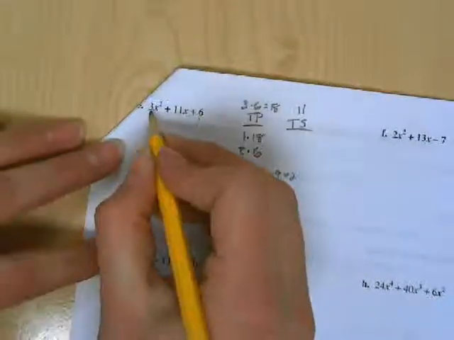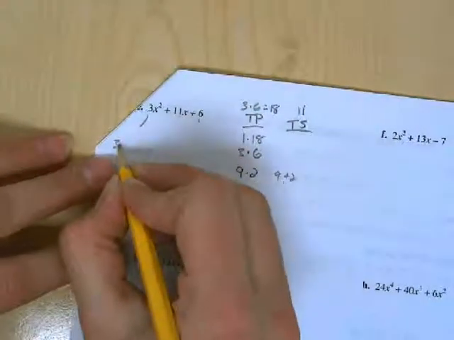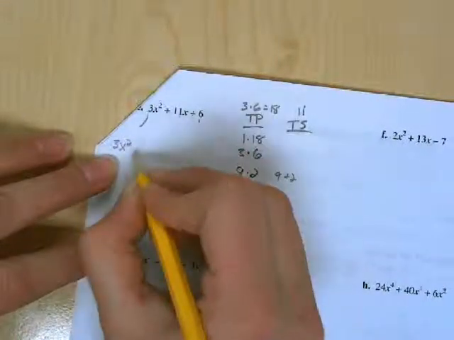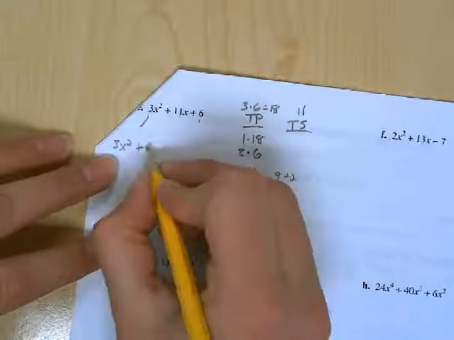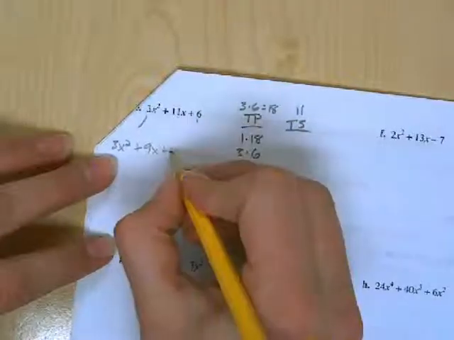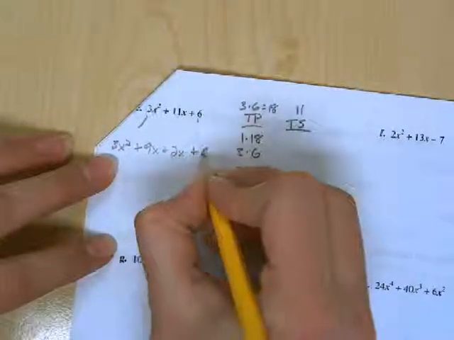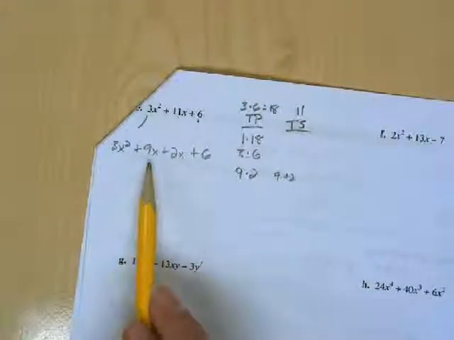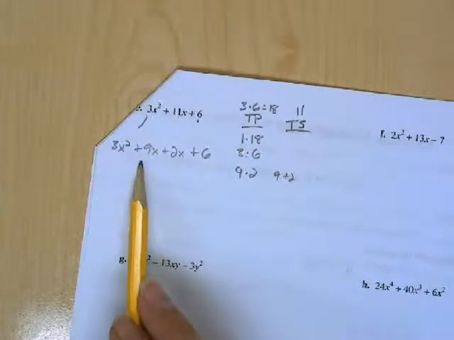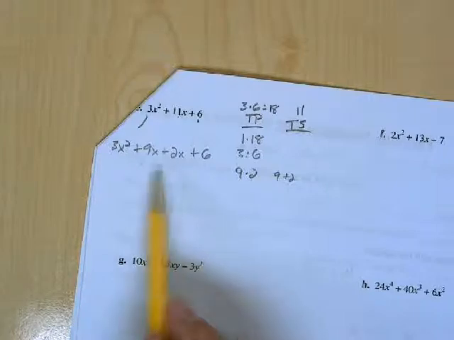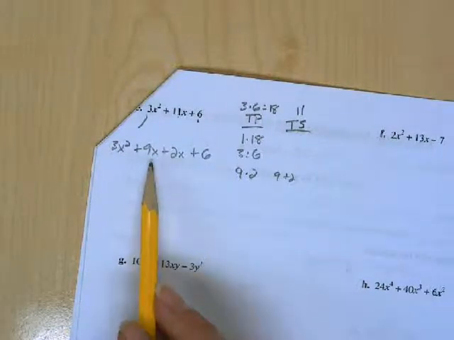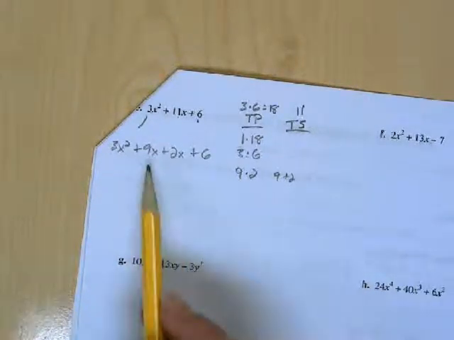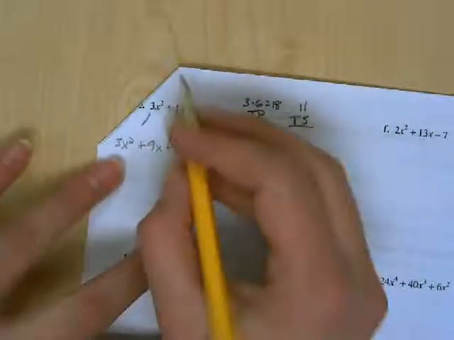Here we go. So this outside, 3x squared, split the middle, positive 9x, positive 2x, positive 6. Now, if you're wondering, it doesn't actually matter which order you put these in. 2x could come first, 9x could come first. Group them any way you want. You want to try to make it as easy on yourself as possible.